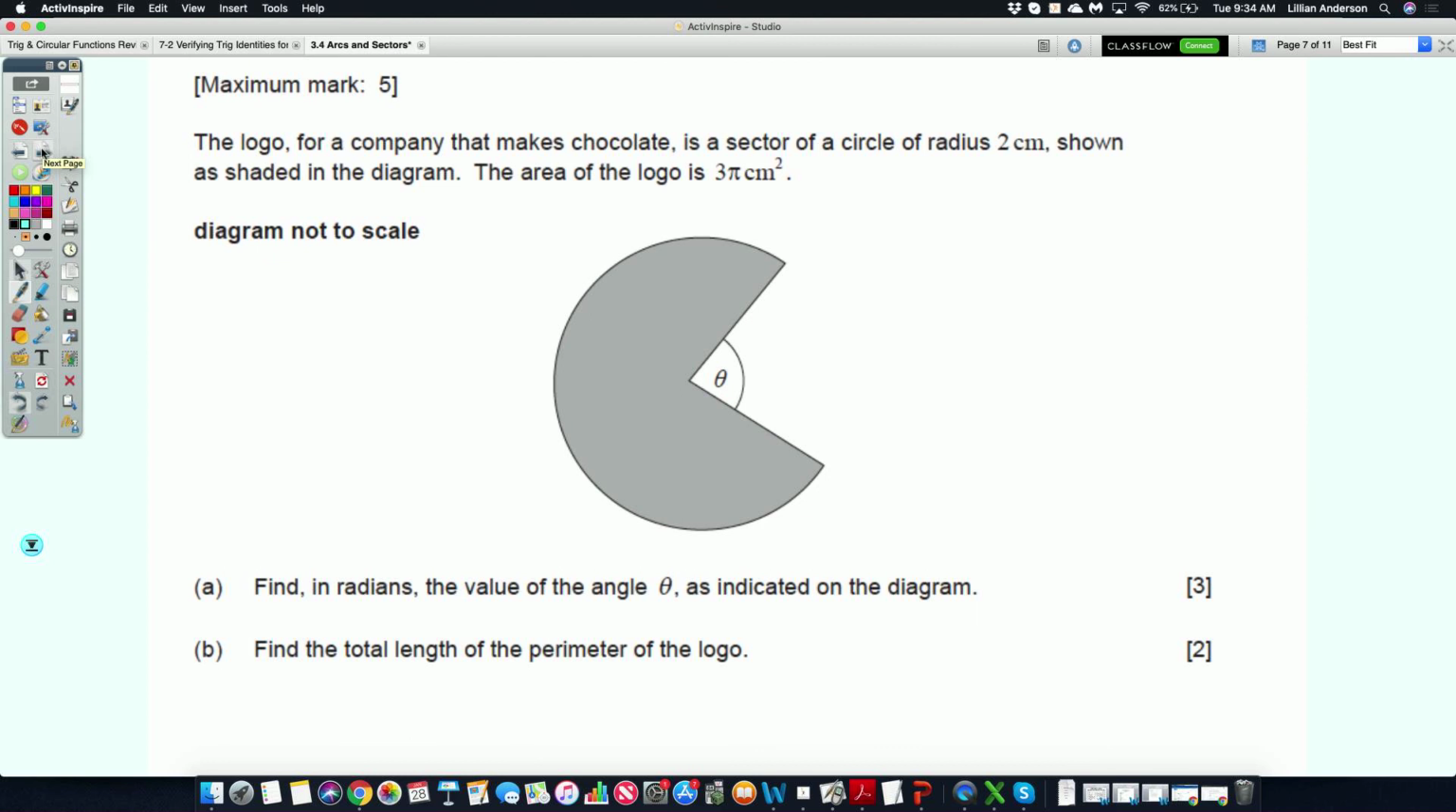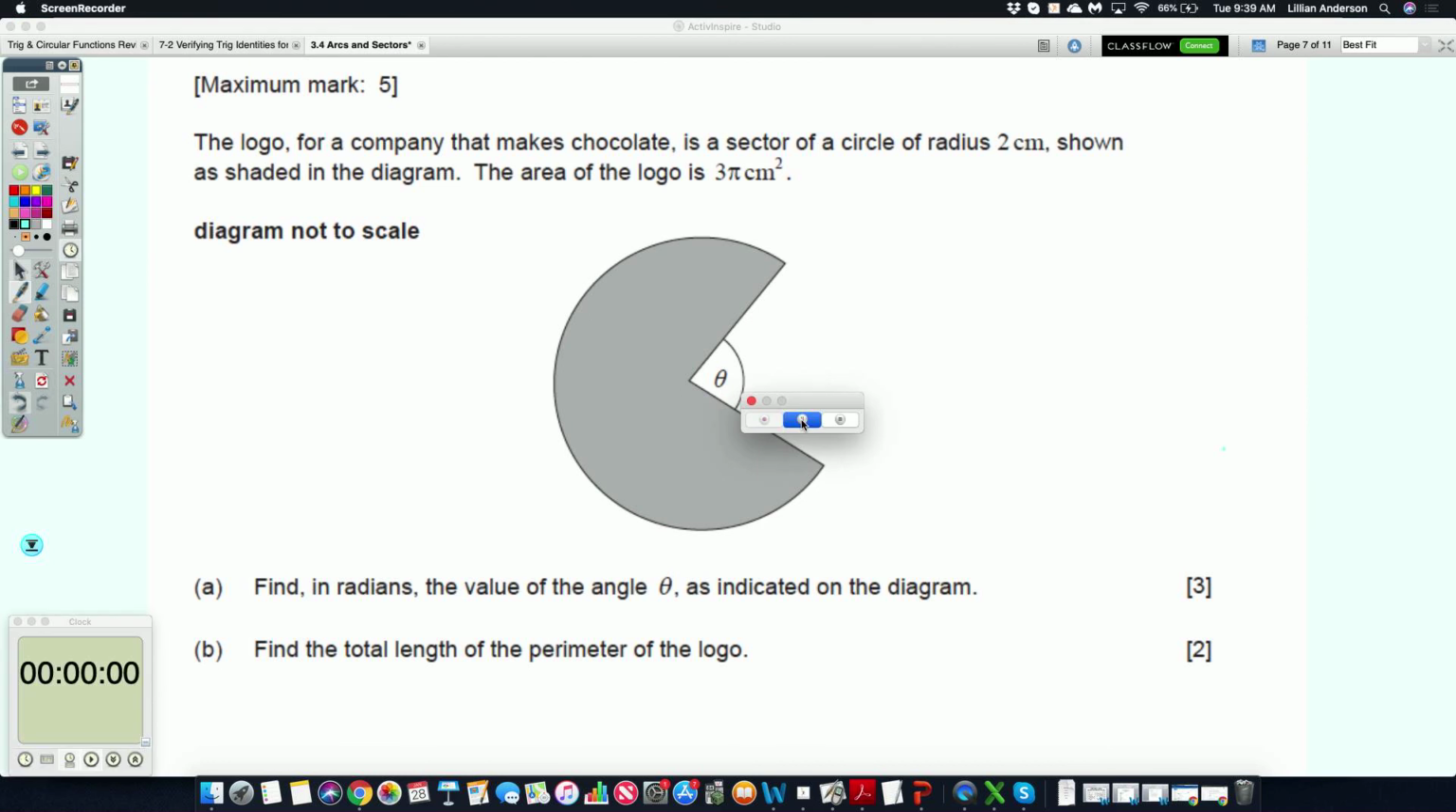Okay, let's keep going. You guys give this one a try. The logo for a company that makes chocolate is a sector of a circle with a radius of 2 centimeters shown as shaded in the diagram. The area of the logo is 3 pi centimeters squared. The diagram is not drawn to scale, but the logo is, what type of figure besides Pac-Man?